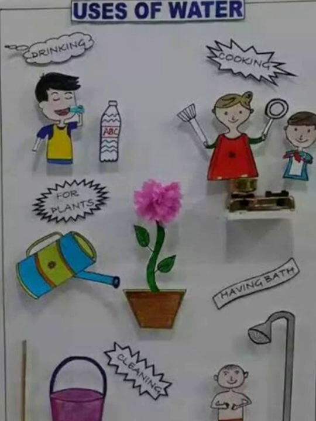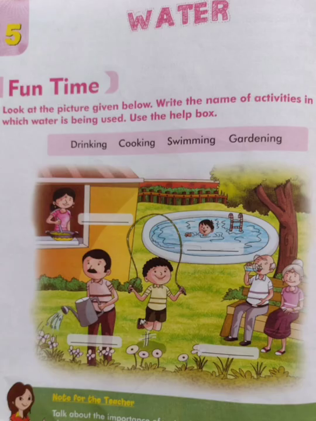Now come on here in your book, page number 40. This is fun time. Look at the picture given below. Write the name of activities in which water is being used and use the help box. In this help box some words are written and you will write down these words in the given blank here. First word is drinking, second cooking, third swimming, and fourth is gardening.